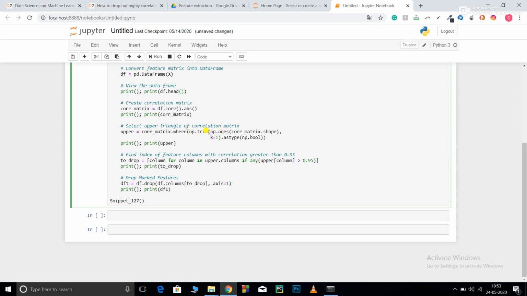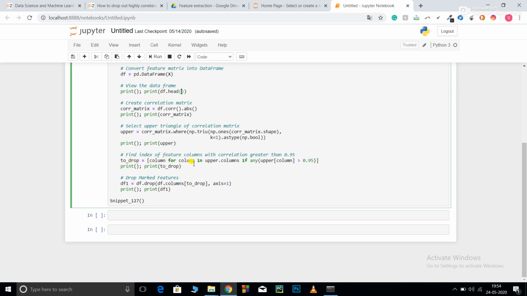This means np.ones selects specifically, only work on the values that are above the diagonal. The diagonal correlation is going to be 1, so only look for the values that are above these ones. And after that I am calculating the columns that I need to drop.